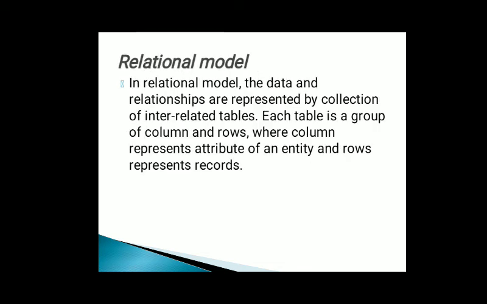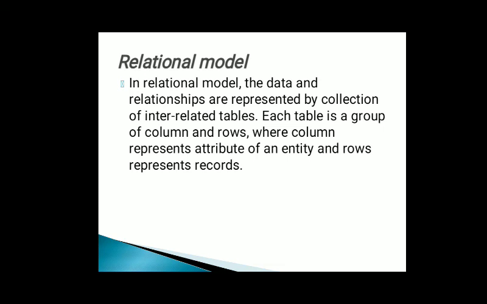First one is the relational model. In a relational model, the data and the relationship are presented by collection of interrelated tables. Interrelated table means this model represents the interconnections of all tables, their relationships etc. Right? Each table is a group of column and rows, where column represent attribute of the entity and the row represent the records of that entity.